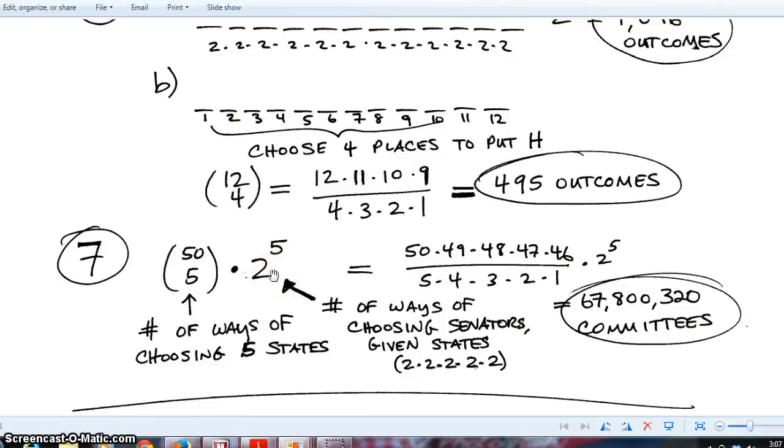So 2 possible ways to do that, but then you have that for every state. So 2 for the 2nd state, 2 for the 3rd state, and those are then 5 choices you have to make. So you get 50 choose 5 times 2 times 2 times 2 times 2 times 2, 2 to the 5th. If you multiply all those together, you get a very large number. It's 67,800,320. So that's the number of 5 senator committees in the Senate where all the senators are from different states.